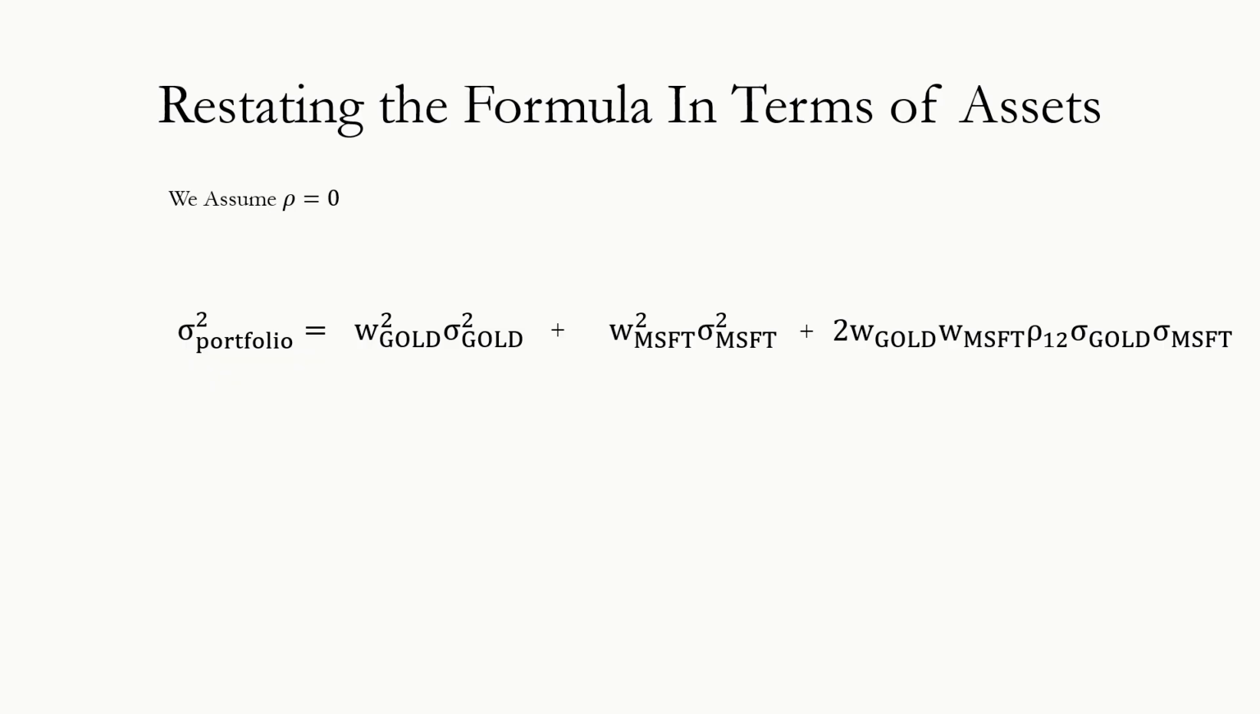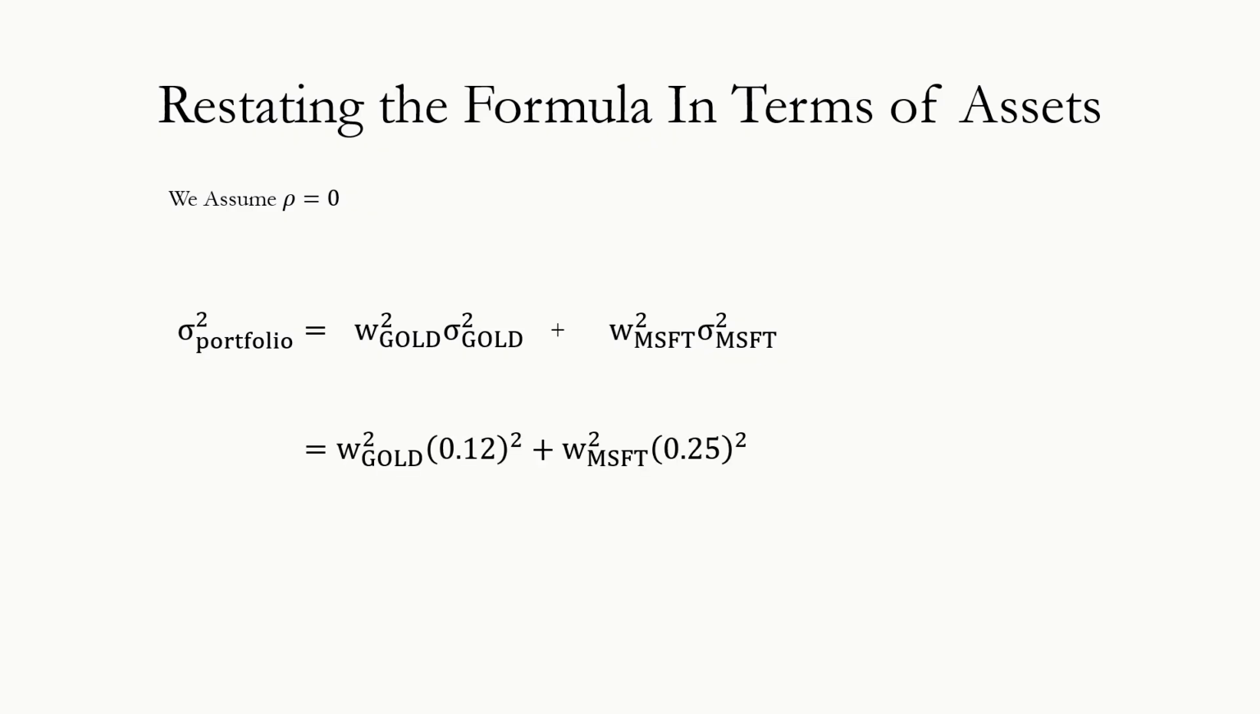And we're gonna assume that rho is equal to 0. And because rho is equal to 0, that term disappears, right? Because we had the rho in that term. So now we just have this term, right? And the 0.12 and the 0.25 we saw earlier from the sigmas that we had.